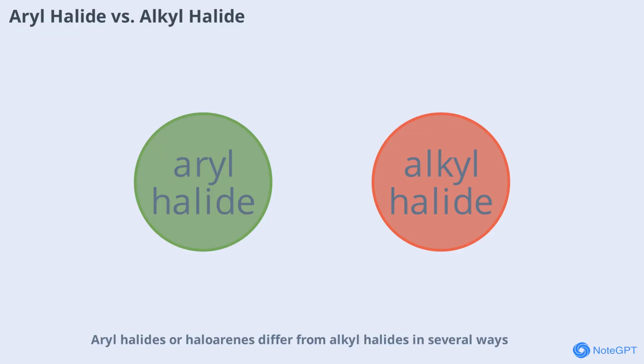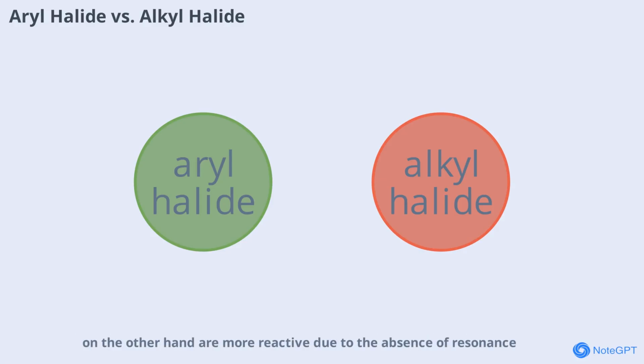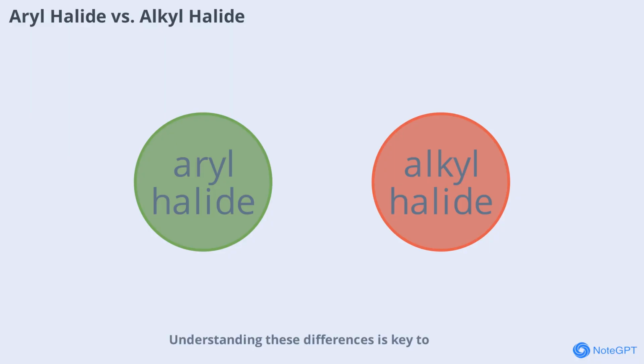Aryl halides, or haloarenes, differ from alkyl halides in several ways. The aromatic ring in aryl halides provides resonance stabilization, making them less reactive in nucleophilic substitution reactions. Alkyl halides, on the other hand, are more reactive due to the absence of resonance. Understanding these differences is key to predicting their behavior in chemical reactions.